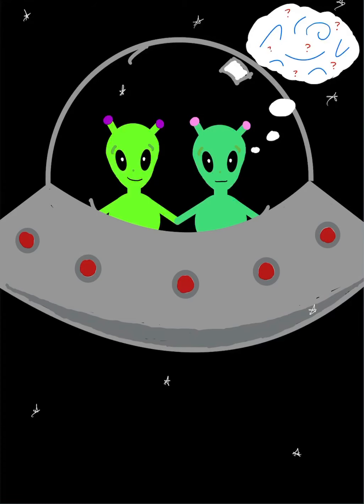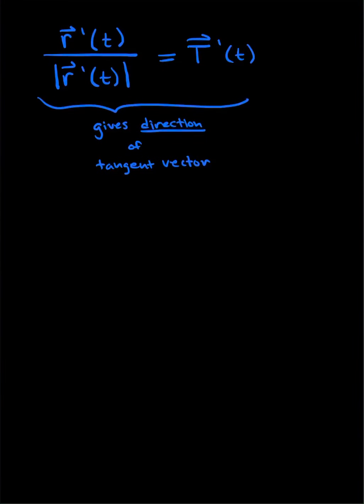First, you have to find the tangent vector to your curve, which is just the derivative of your vector. Then you want to find the direction of the tangent vector. To do that, you have to find the unit vector of the tangent vector using this equation. This gives a vector that is the same as a tangent vector, but with a magnitude of 1, because we only care about the direction, not the magnitude.